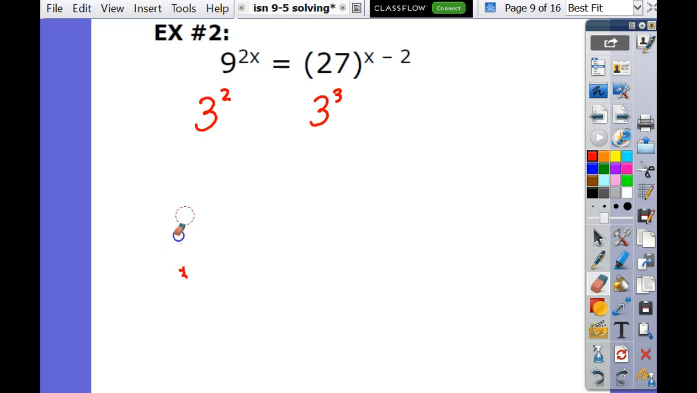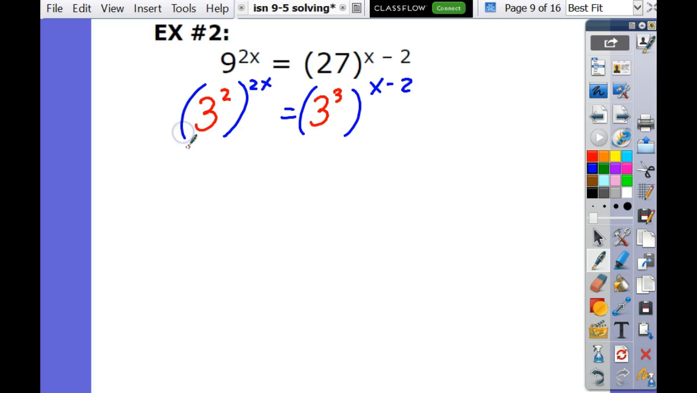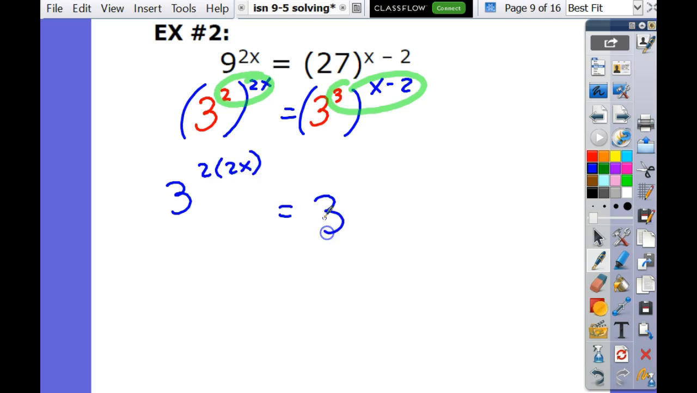And then I have the x minus 2 is still over there, and the 2x is still there. Do you understand where 3 squared came from? It is equal to 9. 3 to the third power is equal to 27. So I substituted them. And then you need to multiply the power to the power. That's your exponent rule. 2 to the 2x equals 3x minus 2.